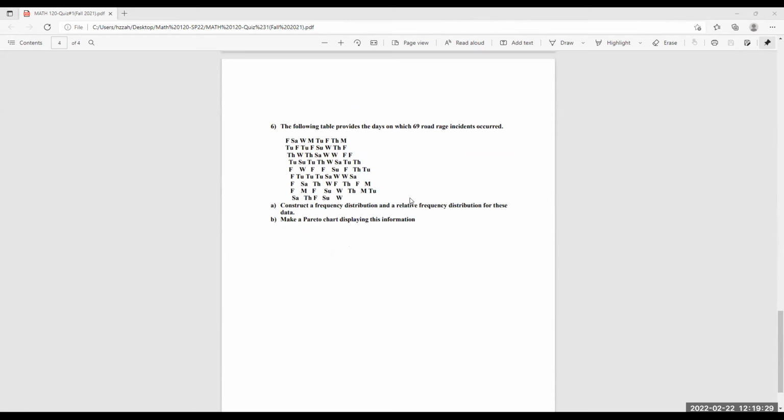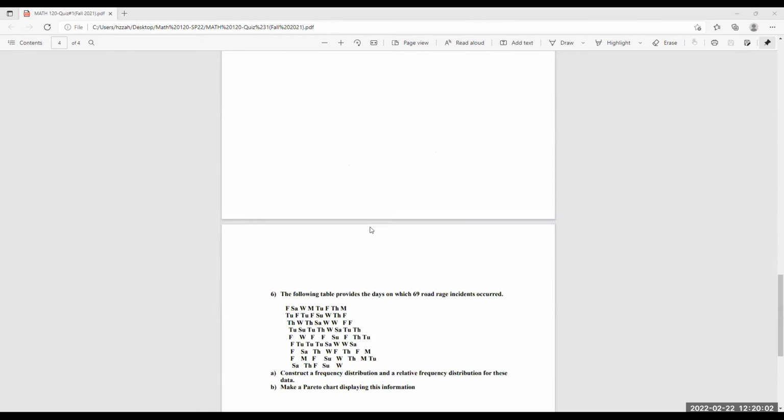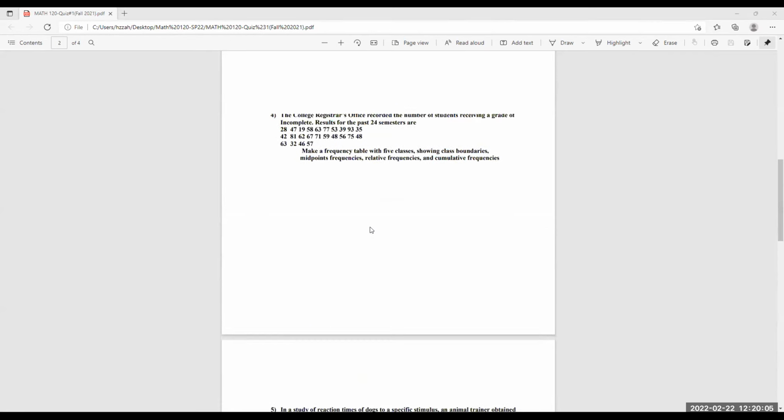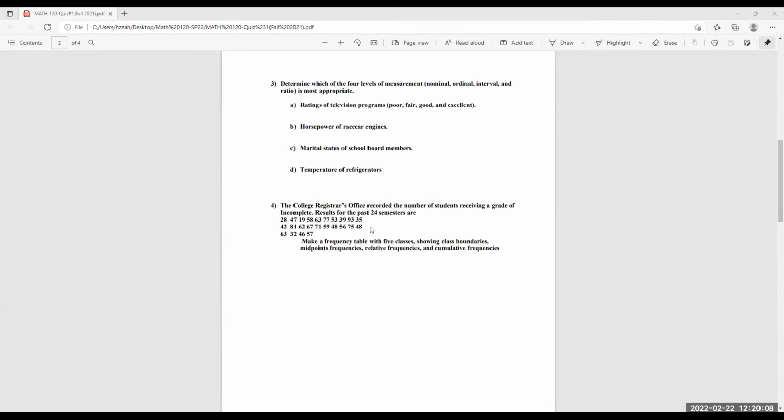Number 6, again, same thing. It's a categorical one, so the names of the days are going to be categories. We are going to count them: how many Mondays, how many Saturdays, how many Fridays do we have? Friday is going to be the most frequent one, I think 18 Fridays. You put those numbers together and find the relative frequency, which is percent, and the Pareto chart. You know that for a Pareto chart, you have to start with the highest bar. A couple of you just didn't do that one. So make sure you go back and check your quiz if you missed that.